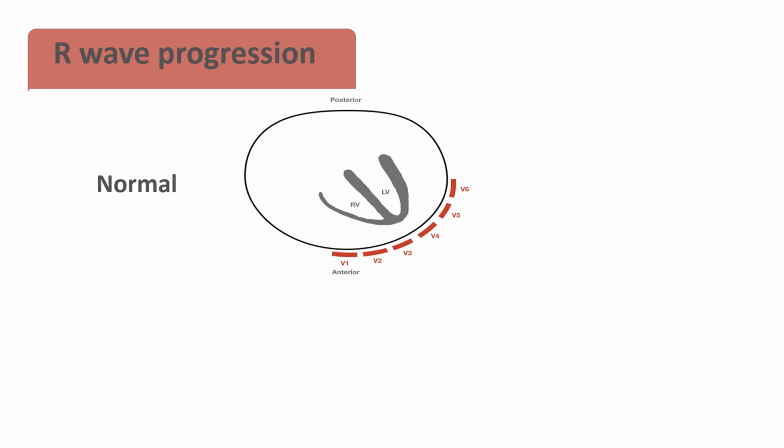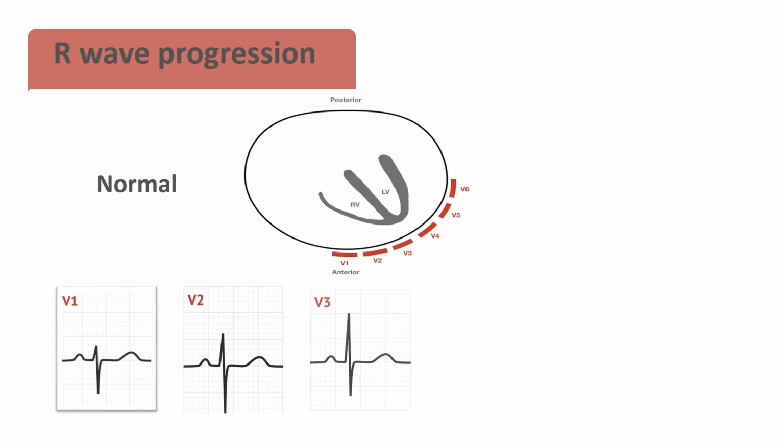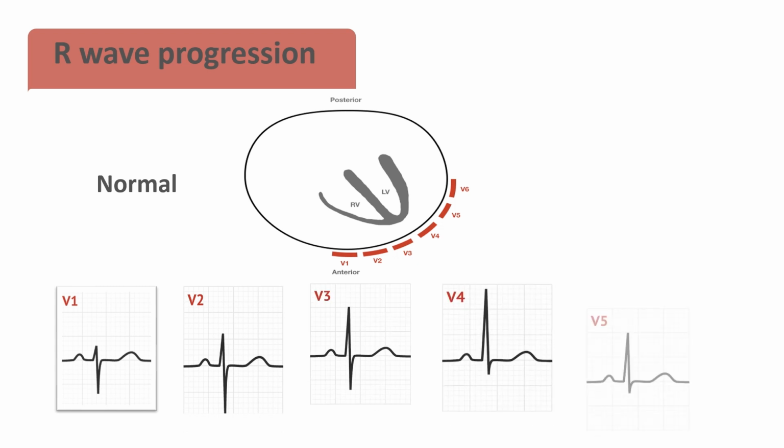Let's look at the R wave progression in the chest leads V1 up to V6, which is a key feature in the evaluation of the heart's electrical activity in the horizontal plane. In a normal ECG, in V1 and V2, the R wave is small because the depolarization wave moves away from these leads, which are closer to the right ventricle.